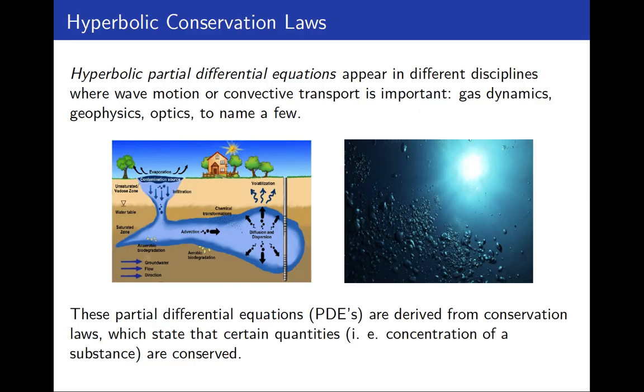So another example can be pollutants downstream in a river. As I was saying, we might have a river, so there might be some particulate matter within there, and as the fluid is moving downstream, we want to track the concentration of particles in the river. Also the movement of bubbles rising to the surface of a lake. And these PDEs, these partial differential equations, are derived from conservation laws. And we know that any conservation law states that certain quantities, in this case, the concentration of a substance, are conserved. So that means that we cannot either create or destroy these substances. They are just being conserved.